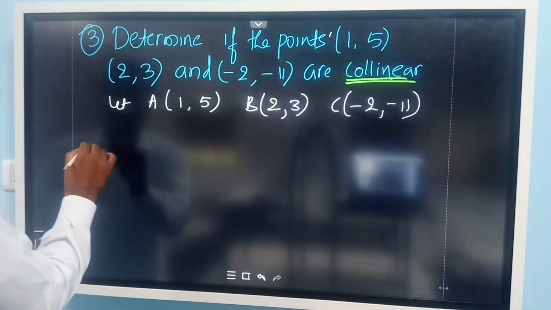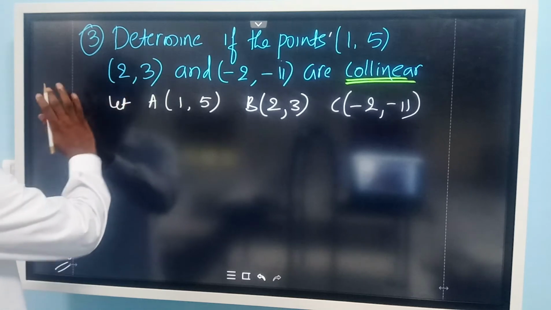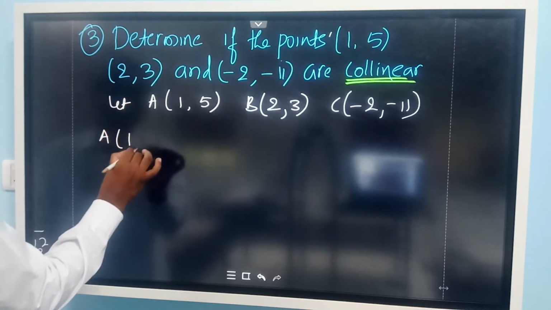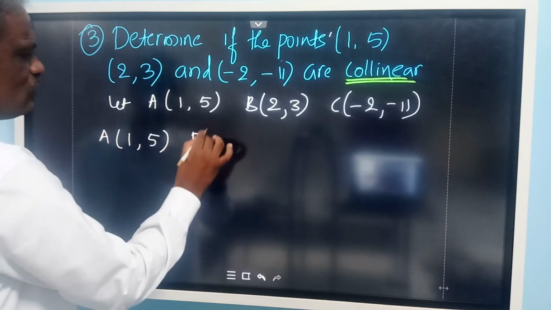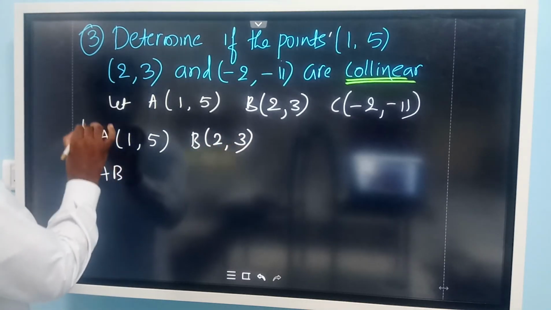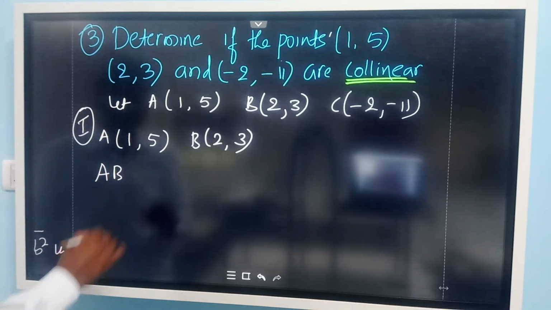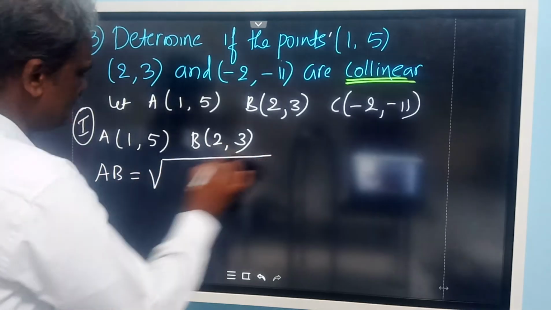First, let us find out AB. Let us take A as (1, 5) and B as (2, 3). I will take these two points only and find AB. This is the first case. The distance between A and B, you have to write like this.